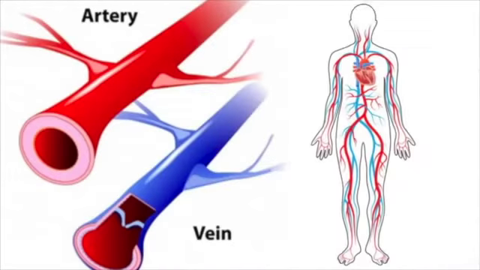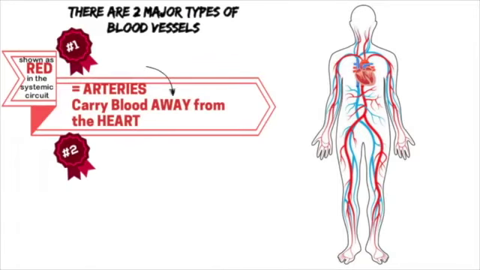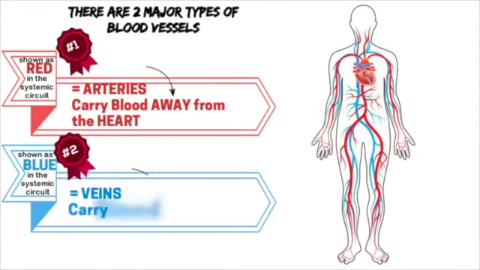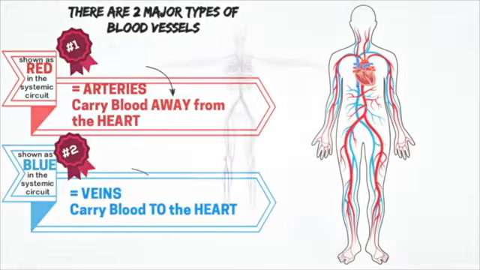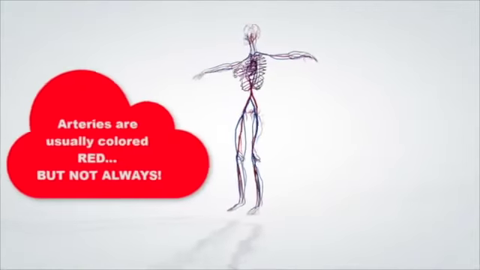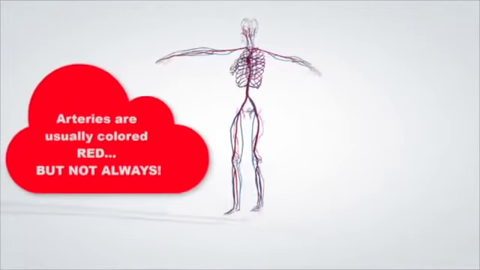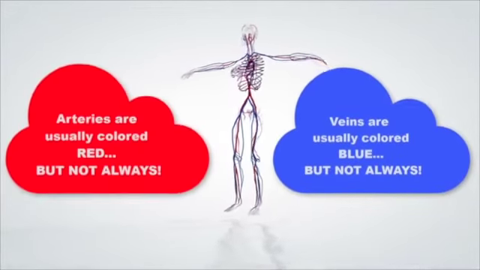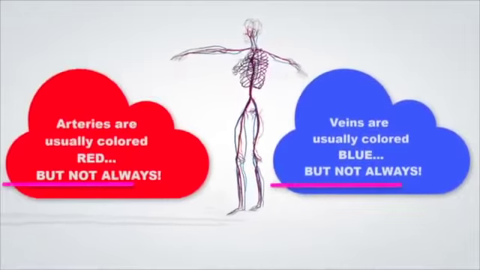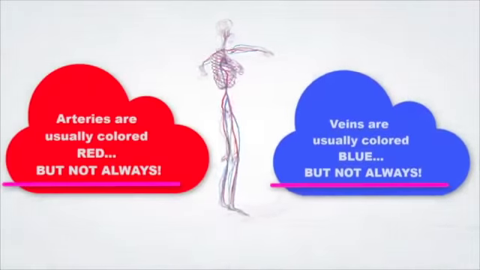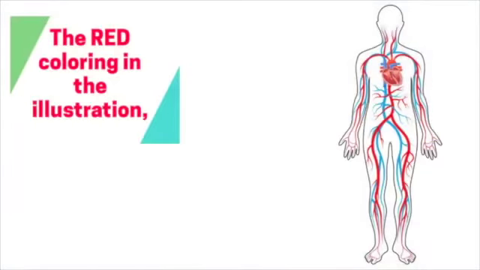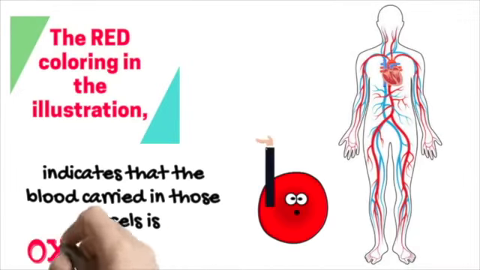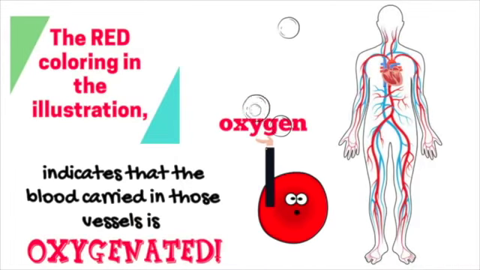There are two major types of blood vessels, arteries and veins. Arteries carry blood away from the heart. Veins carry blood toward the heart. Arteries are usually depicted as red, and veins are usually depicted as blue on anatomical models and illustrations. But be careful, because this is not always the case. The red coloring in illustrations and anatomical models shows that the blood carried in those blood vessels is oxygenated.